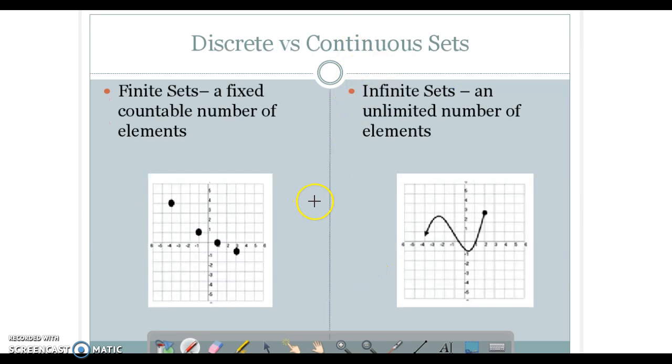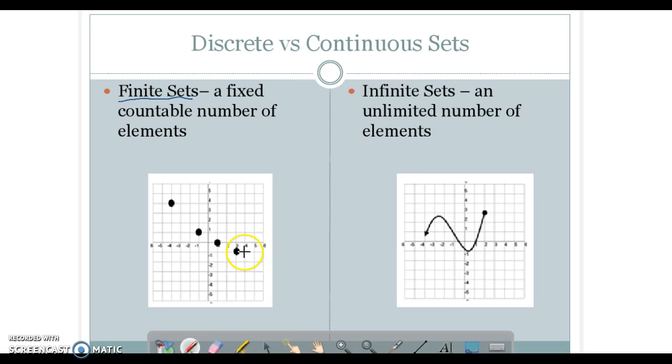Let's take a look at how we can see that in two different formats. In the first one, we have something called a finite set. This means that when x is 3, y is -1, x is 1, y is 0, x is -1, y is 1, and x is -4, y is 4.